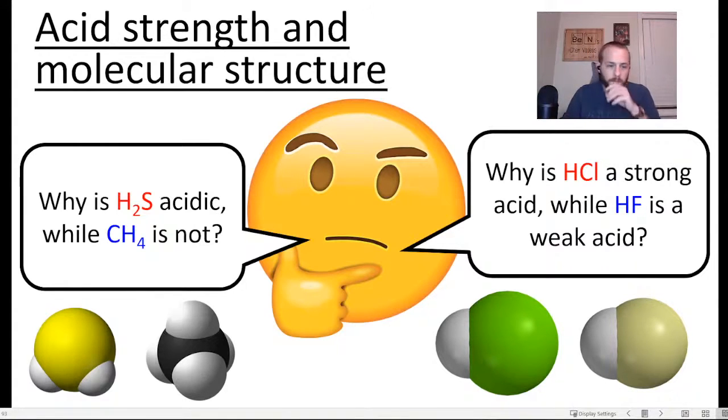So for instance, why is hydrogen sulfide, H2S, acidic while methane, CH4, is not acidic? I mean, after all, they both have hydrogen. We know that under the Bronsted-Lowry definition of acids and bases, an acid is a proton, H+, donor, so they both have hydrogen.